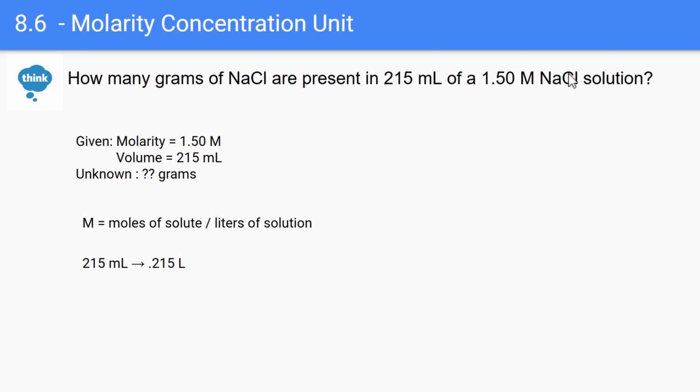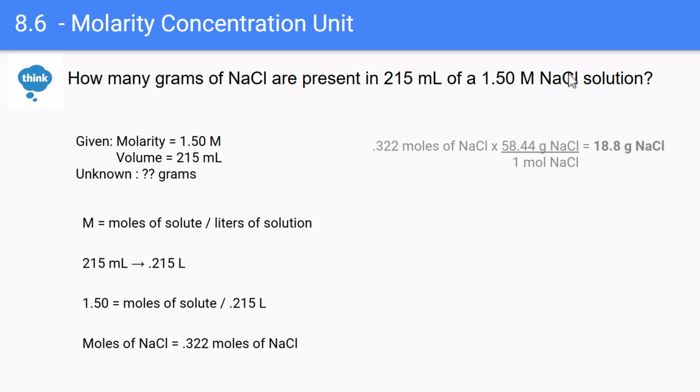Well, again, I can't solve for grams in the solution, but I know my molarity, and I know my liters, so I can algebraically solve for moles. So that's exactly what we're going to do here. 1.50 molarity equals moles of solute divided by 0.215 liters, so I can get my moles of NaCl, which is 0.322. Again, this doesn't fully solve the problem because the problem is asking for grams, so we need to go one more step. We need to do some dimensional analysis utilizing our molar conversions that we've talked about in the previous unit to be able to go between moles and grams.